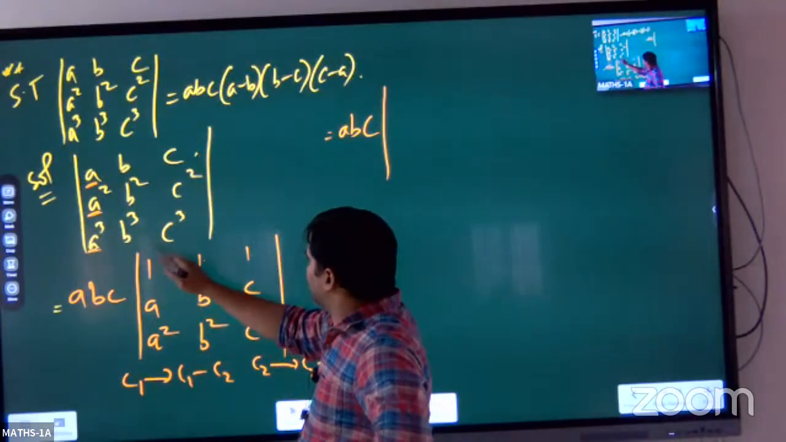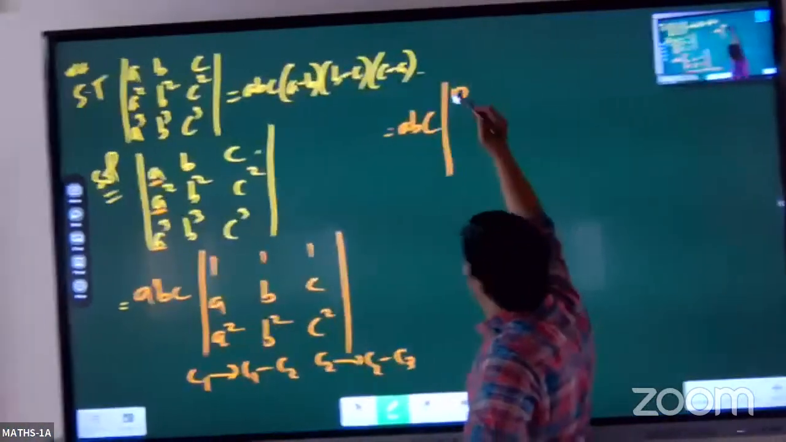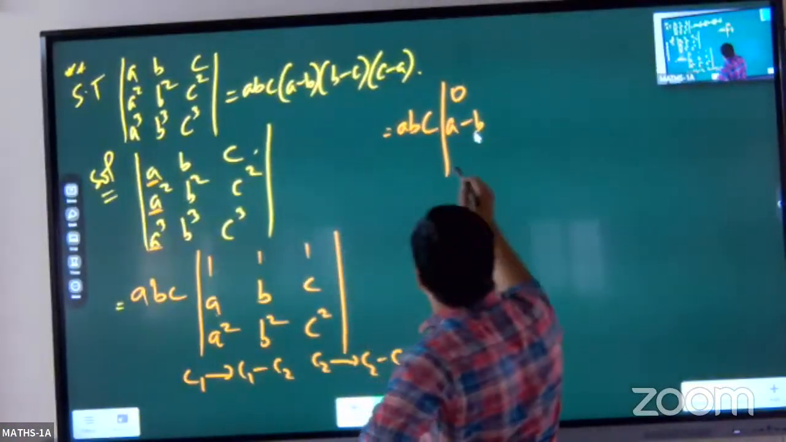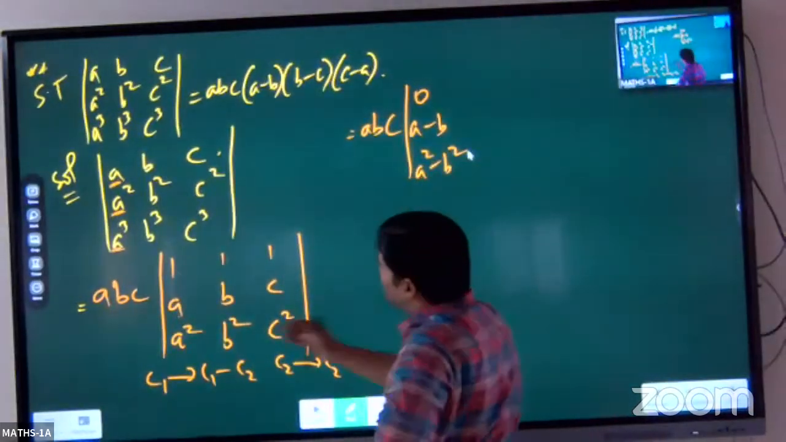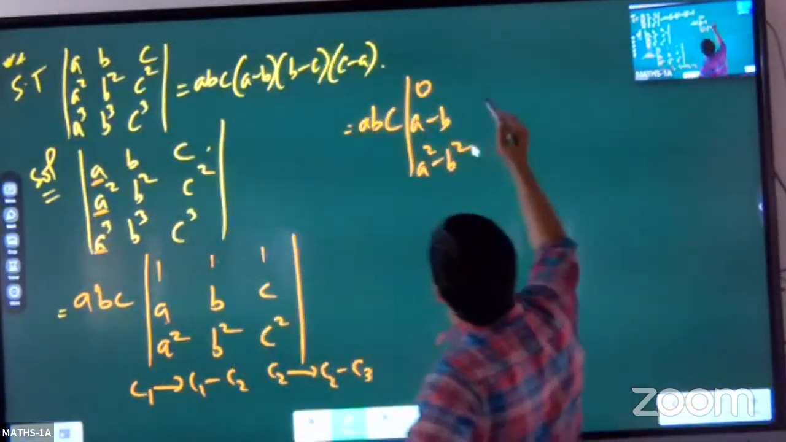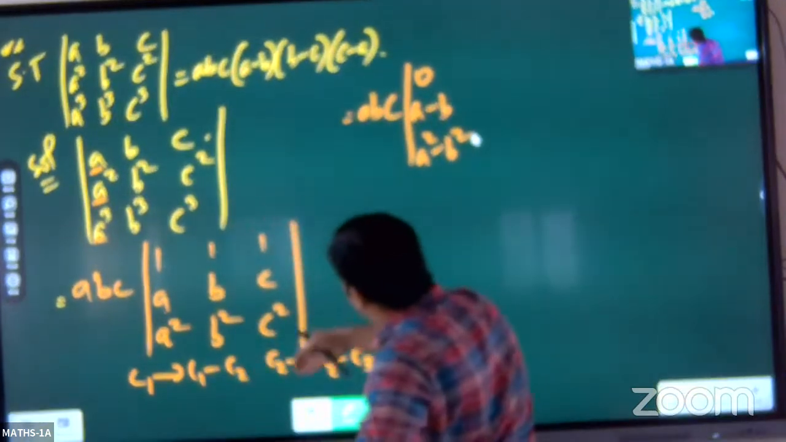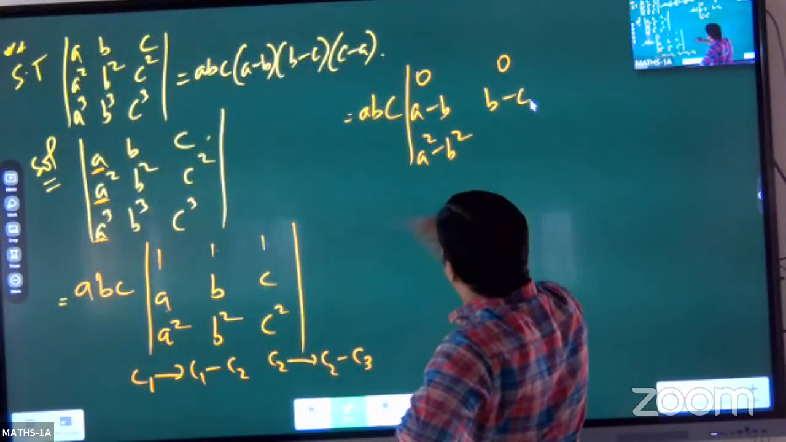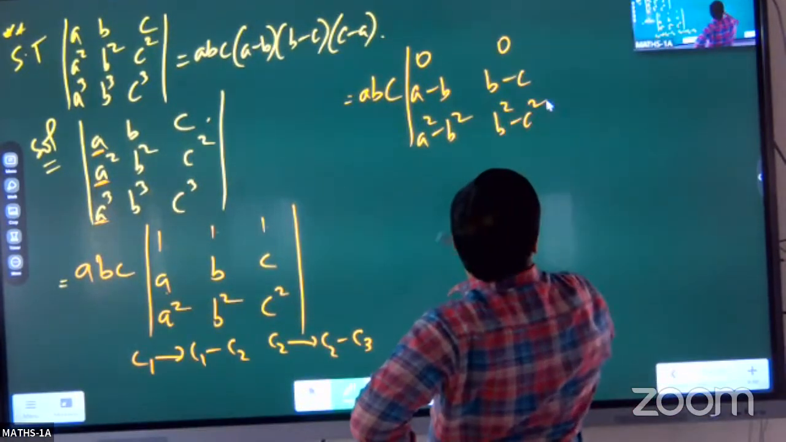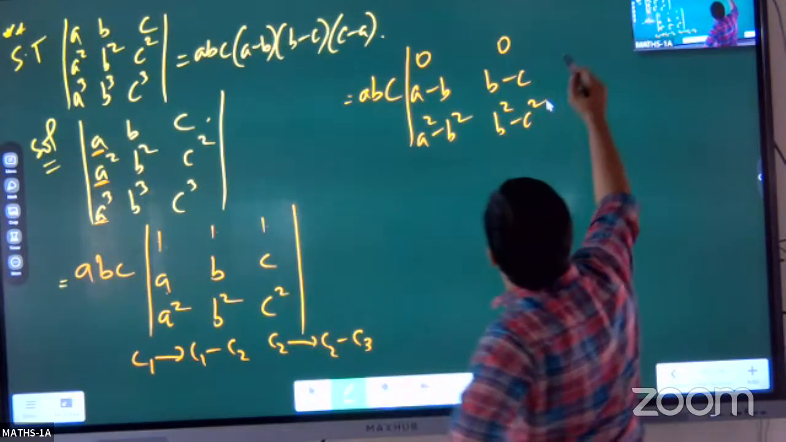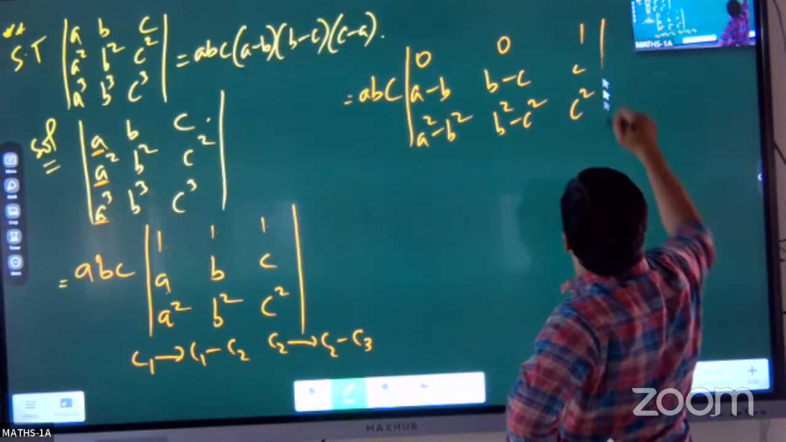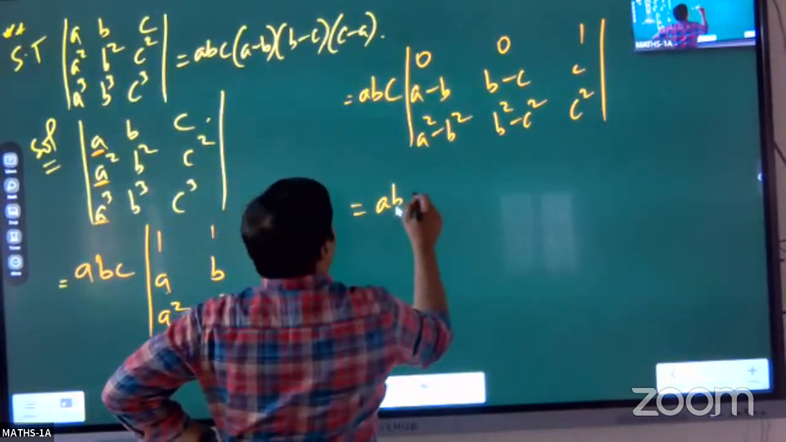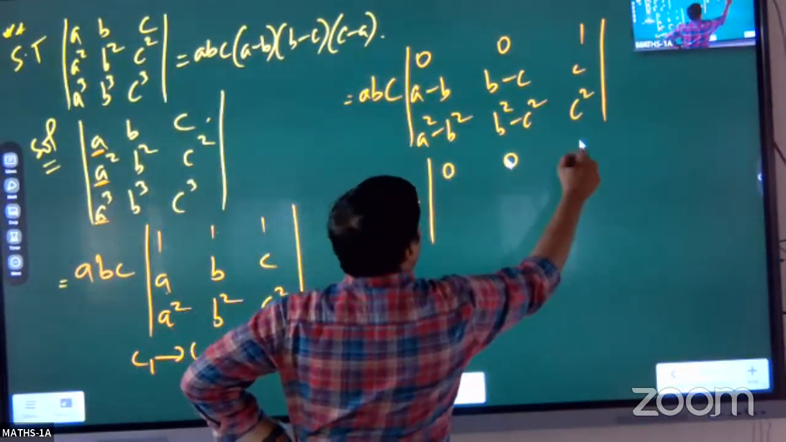Column is this. So 1 minus 1, 0. A minus B, A minus B. A square minus B square means C1 minus C2. Next, C2 minus C3. 1 minus 1, 0. B minus C. B square minus C square. Next, 1, C square as it is, I will write. See, I got 2 zeros already. Correct, no? And now A, B, C, 1, 0, 0, 1 as it is.